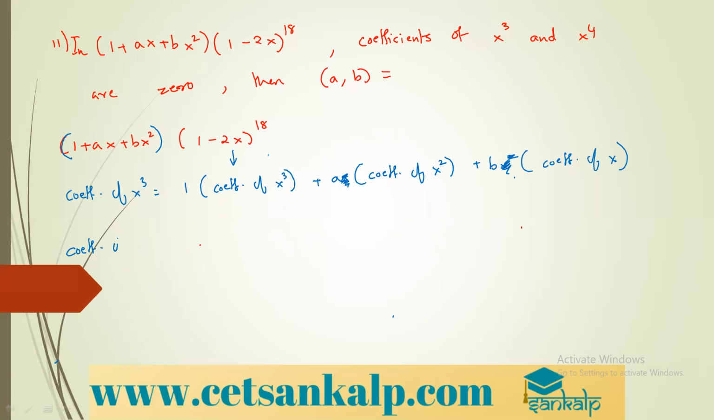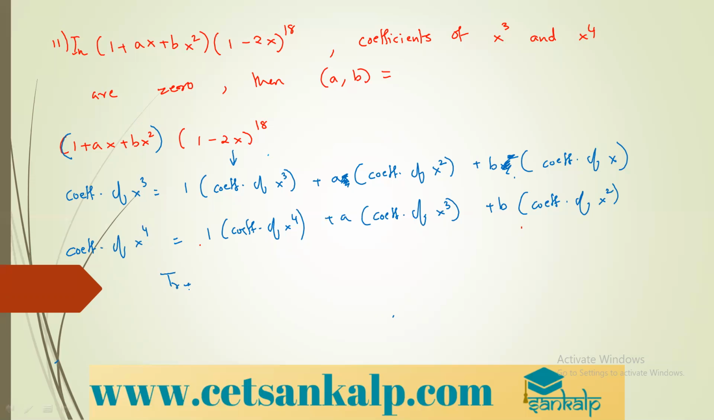Similarly, when I take the coefficient of x^4, 1 I will multiply with the coefficient of x^4, a I will multiply with the coefficient of x cube and b I will multiply with the coefficient of x square. So all these coefficients, how to write? The general term is nCr x^r (minus 1)^r. Remember n is 18. And x is minus 2x.